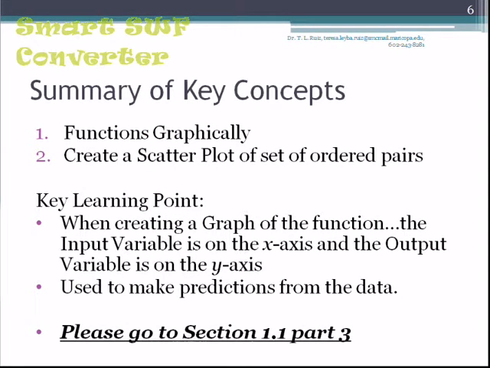So the summary of these key concepts is we have a function. We can identify a function graphically, and we can create a scatter plot of the set of ordered pairs. The key learning point is when creating a graph of the function, the input variable is on the x-axis and the output is on the y-axis. We can use the graph to make predictions.